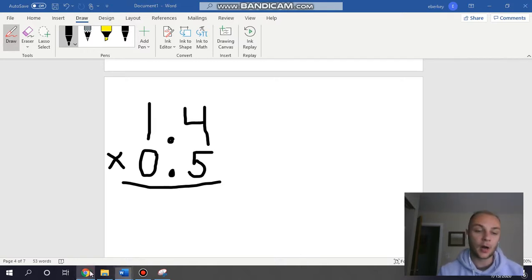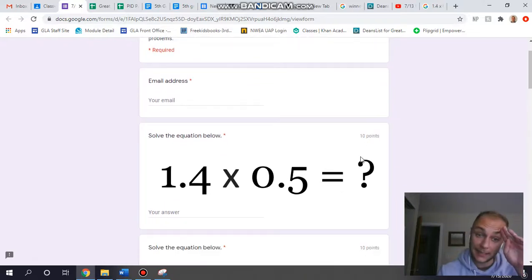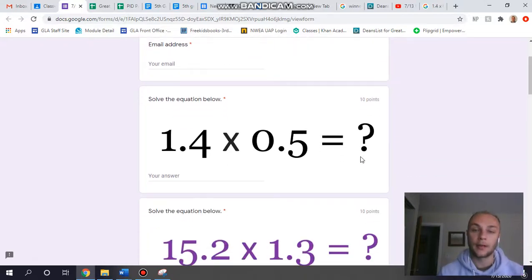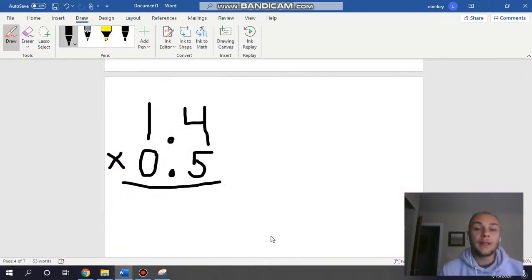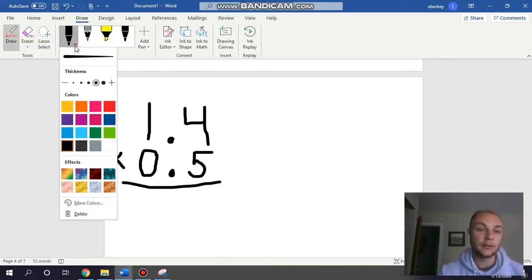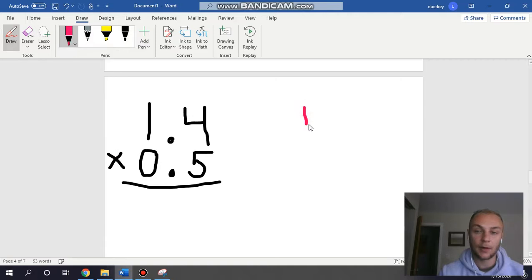The first one on our exit ticket is 1.4 times 0.5. I need you to be doing this problem with me. The way that we line this up, we put our numbers one on top of the other. It needs to line up specifically how the numbers are listed. There are going to be different steps that we have to do, and I'm going to write those steps over to the side. Step number 1 is just going to be to do our multiplication.